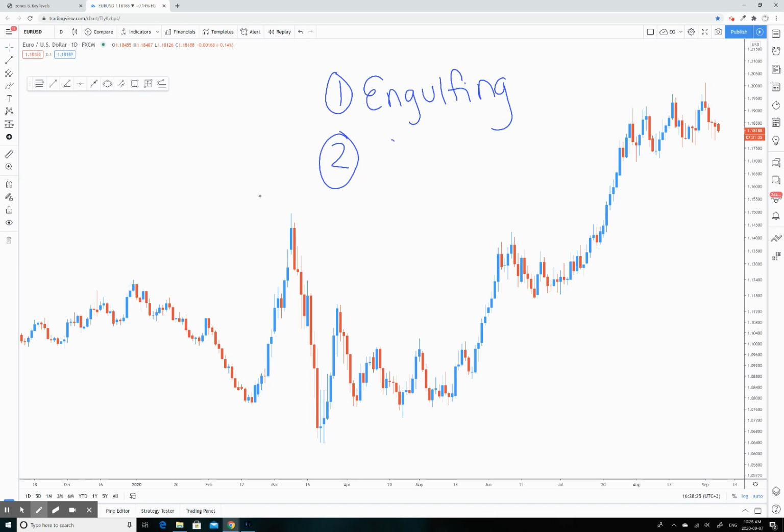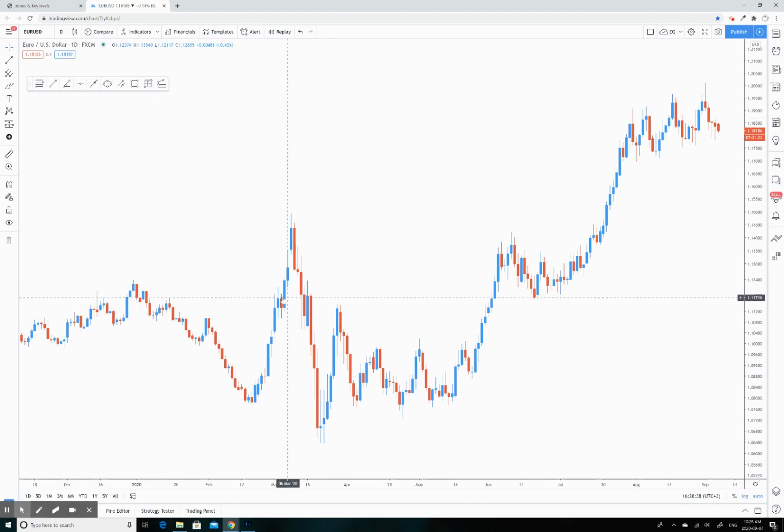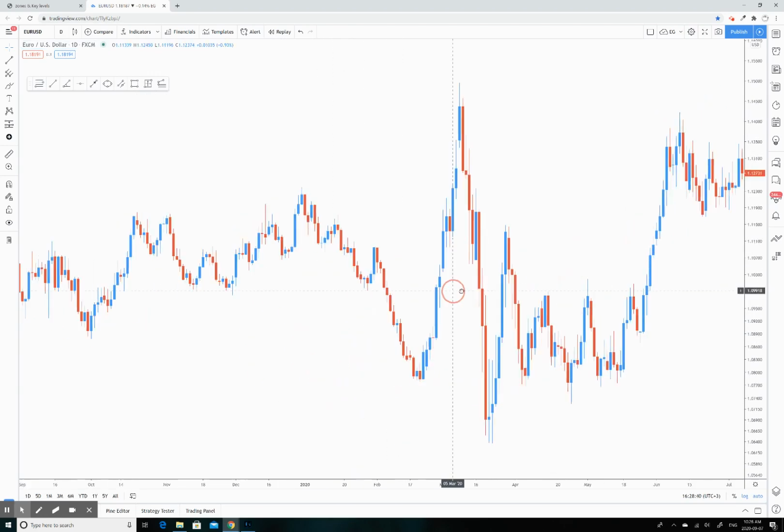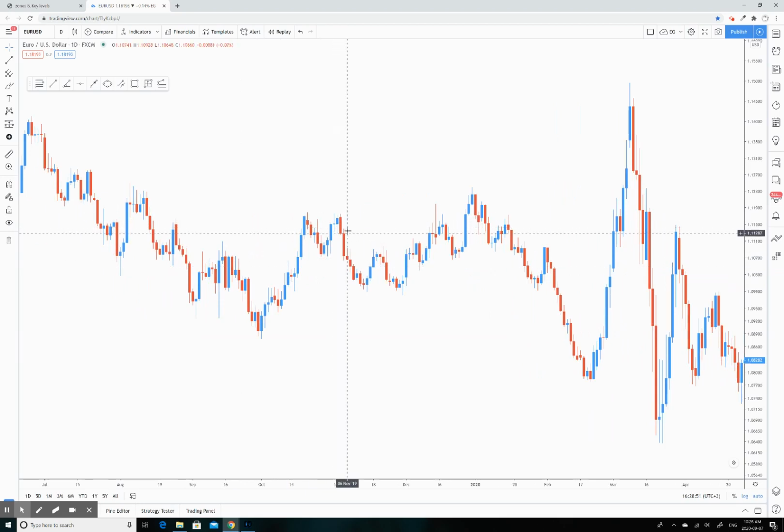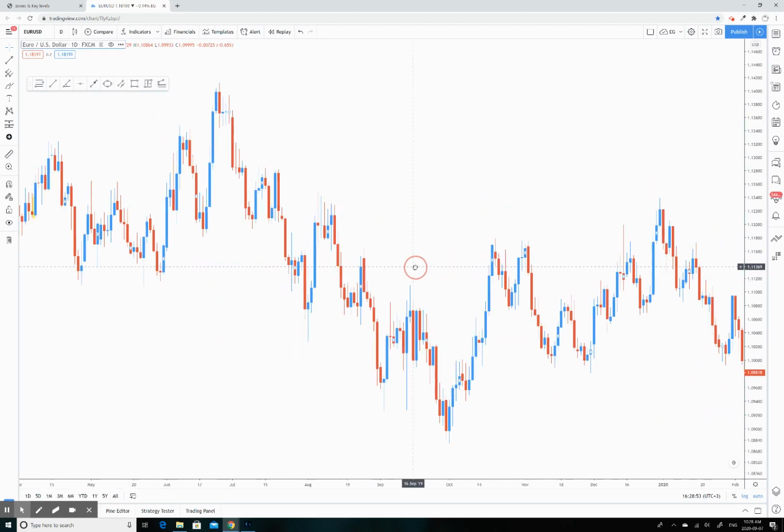And the other way is just by plotting S&R lines, support and resistance lines, and then encompassing them in a zone, so in a rectangle, basically. I'm going to show you the first way. What we're going to do is find an engulfing candle that's occurring at an area of support or resistance. So I have one here, but that's not the best example, so I think I'm going to use this one here.